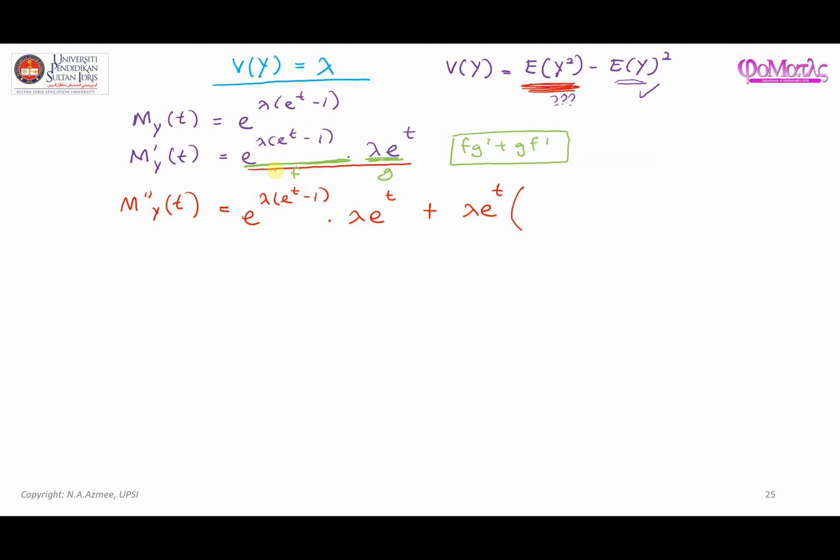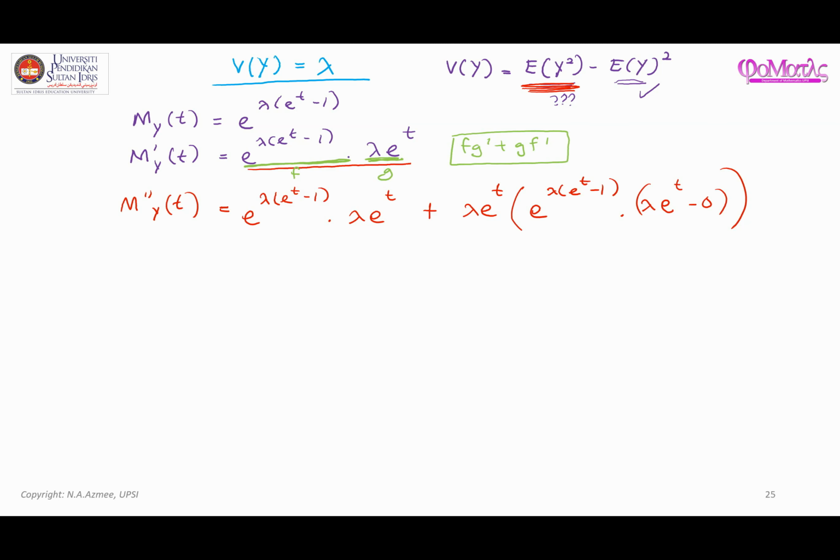This is our f. Differentiate this, and again you need to consider differentiating the outer part. When you differentiate e to the power of something, the result is e to the power of something, so it's going to be e^(λ(e^t − 1)). And you need to differentiate the inner part, which is just this one, and the result is going to be λe^t minus 0. So that's the result.